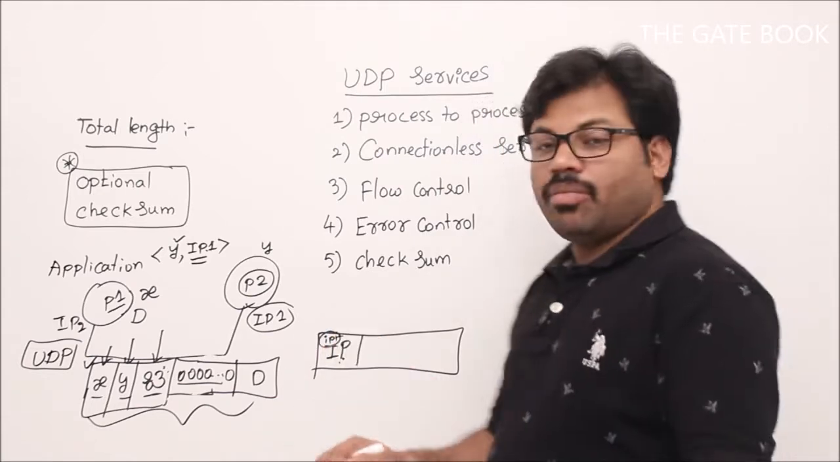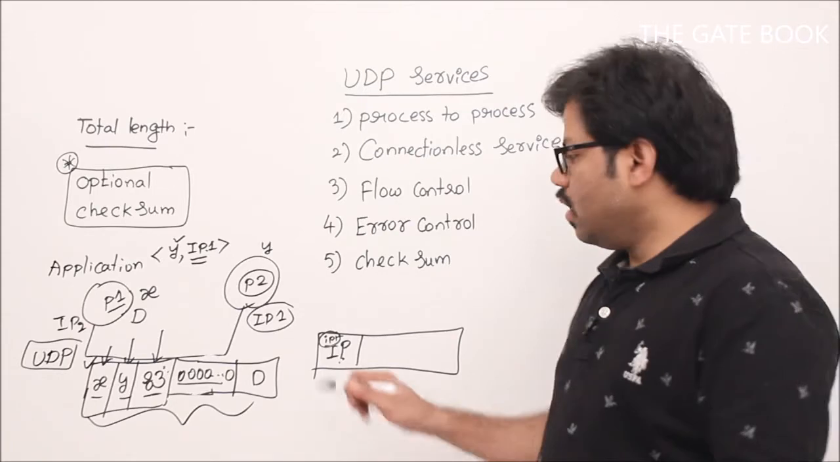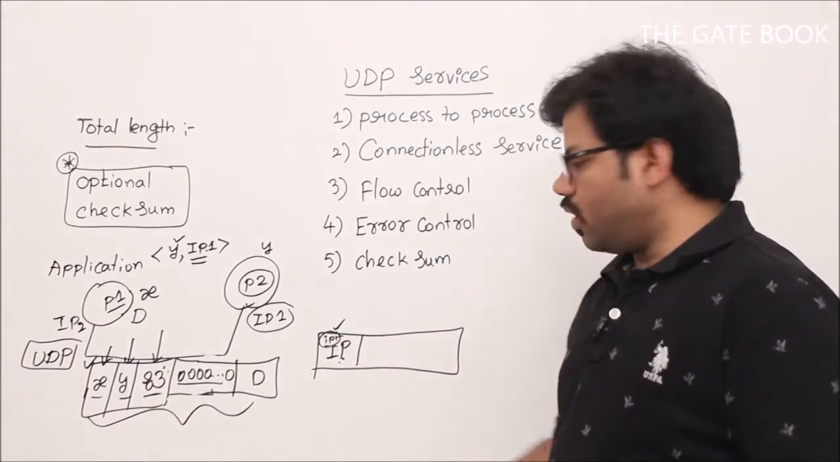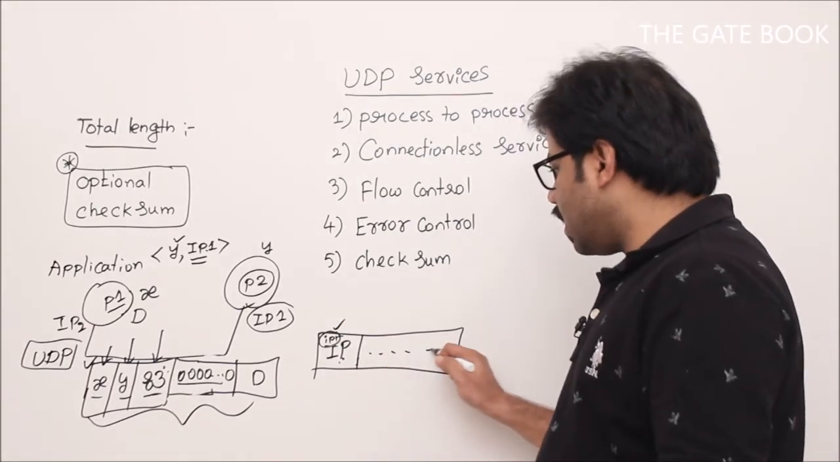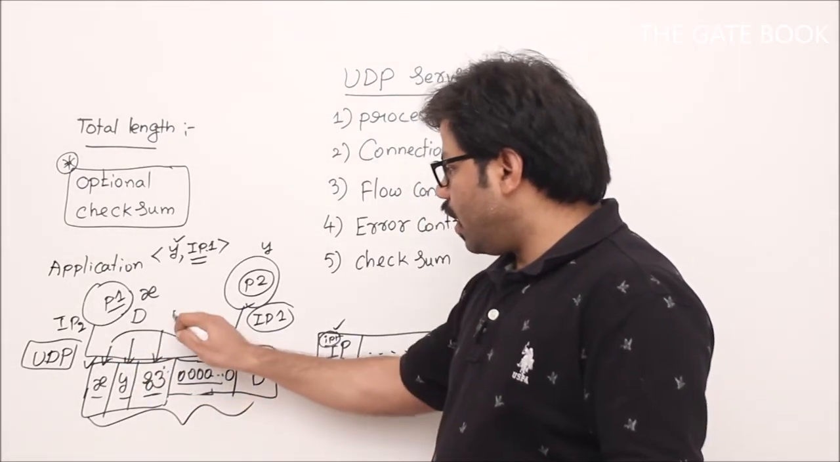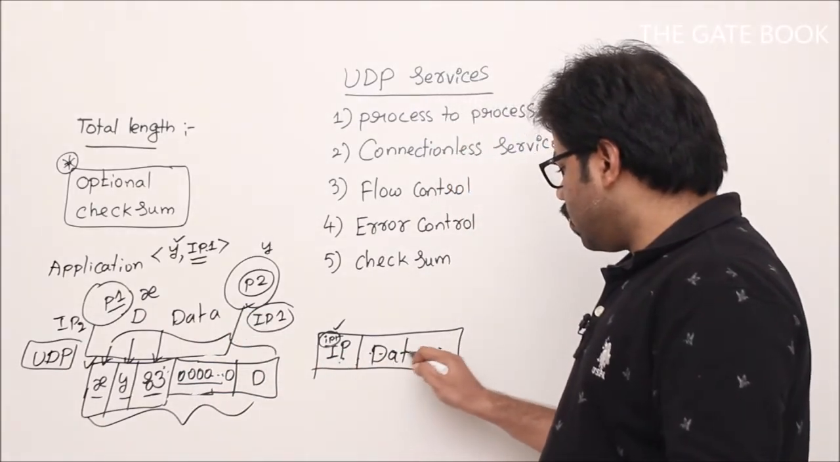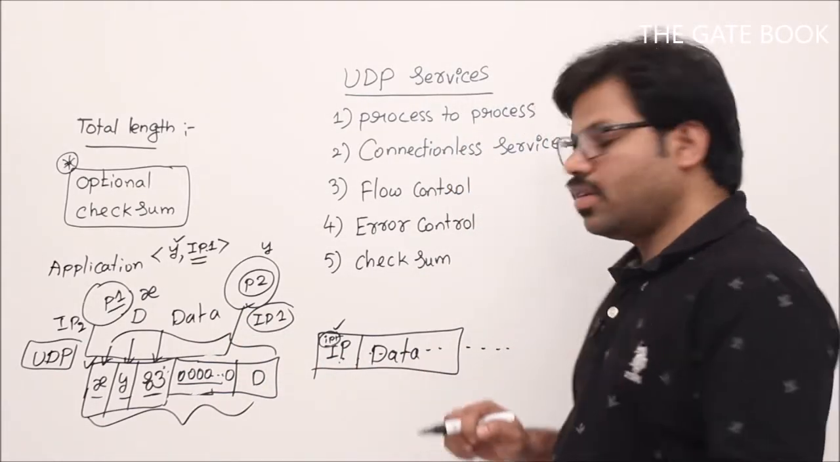I hope you remember the IP header. In that IP header we have fields called source IP and destination IP. In the place of destination IP we write IP1. So now this entire thing is nothing but this one. Let's call this data. So that data will be added here and this will be sent.